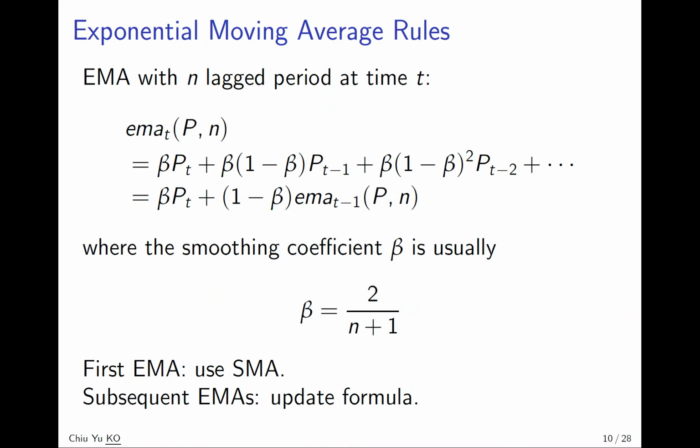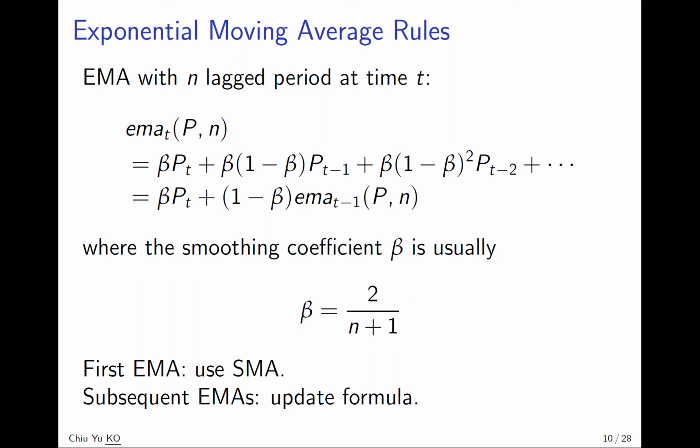Besides a simple moving average, you can change it to an exponential moving average. Why do you want to do it? Because in a simple moving average, you treat every day the same. But very clearly, more recent prices should carry more weight. So you can assign more weight to the more current one and less weight to the more distant past.